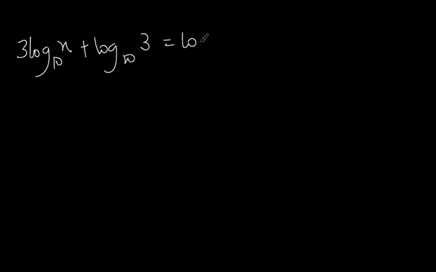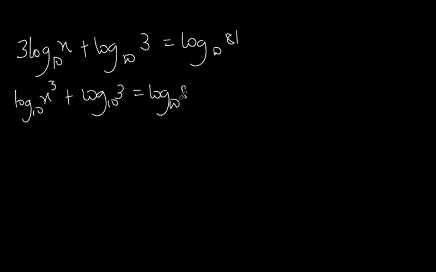So let's look at another example. Example number 2: 3 log base 10 of s plus log base 10 of 3 is equal to log base 10 of 81. Now this is beautiful. We can see we have the third law of logarithm, so straight away we go. We have log base 10 of s raised to the power 3, plus log base 10 of 3, is equal to log base 10 of 81.